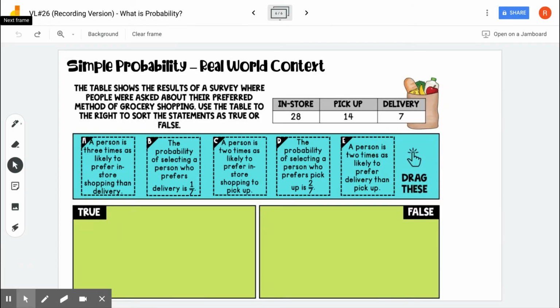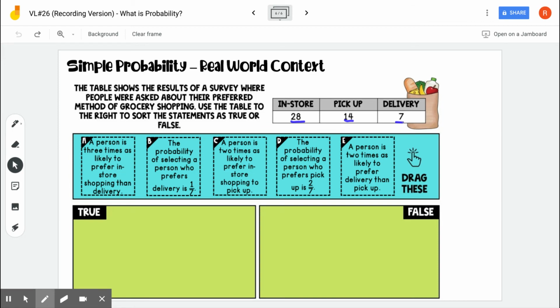Okay, our last set of examples. The table shows the results of a survey where people were asked about their preferred method of grocery shopping. Use the table to the right to sort the statements as true or false. Okay, so in this table, you see that 28 prefer in-store, 14 prefer pickup, and 7 prefer delivery. I think given the current state, maybe it would have been a little higher for delivery, but these clearly were numbers based off of the past.